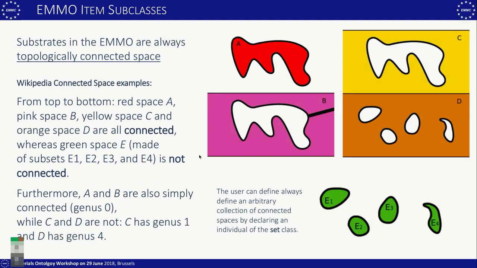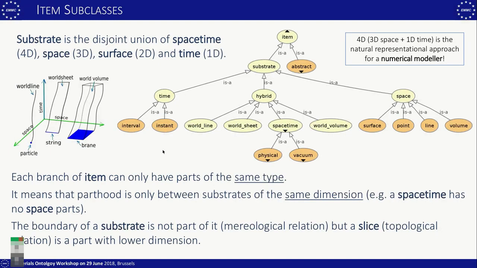So these are examples of substrate. A substrate must be connected. So A is a connected space. B is a connected space. C is a connected space. D is a connected space. These are not connected. So the idea of substrate is that you have a connected place in which you can position, you can define your material entity, and this place must be connected in the topological sense.